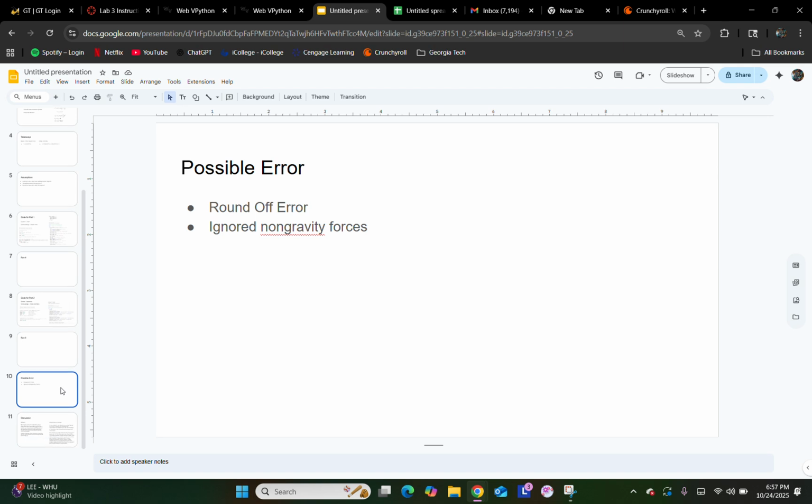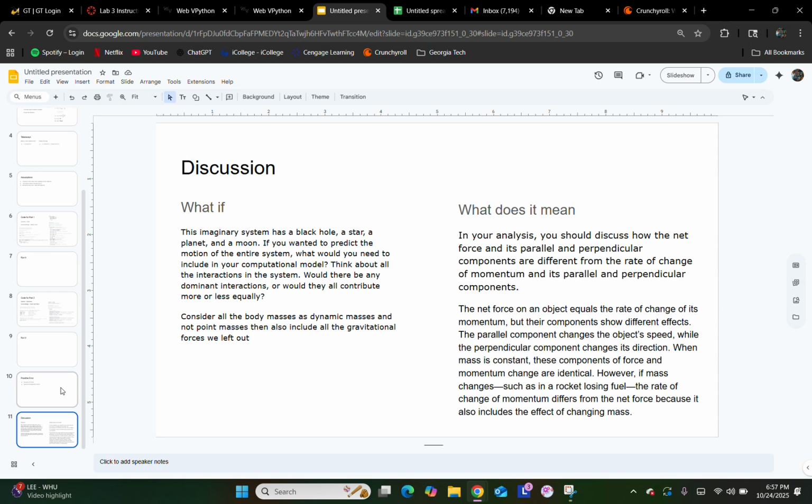For possible error calculations or marginal error, there is rounding off error. A lot of the numbers got rounded off. They weren't exact, so if there was any room for error, a lot of it could have come there. And also we ignored non-gravity forces and gravity forces that we didn't account for. And then here's the discussion.